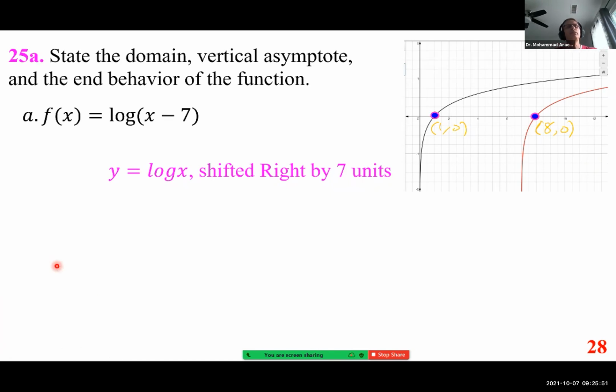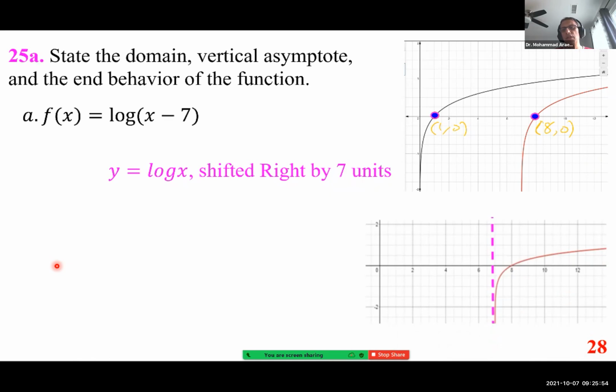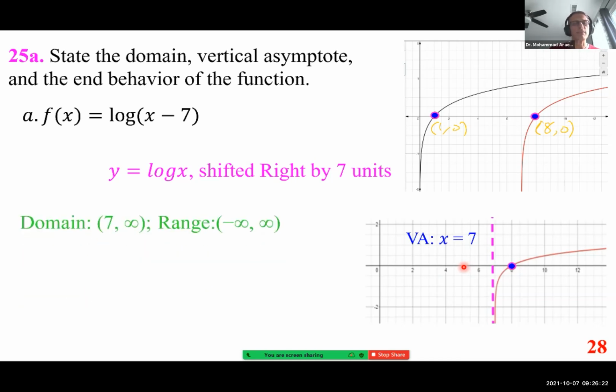And so we want to answer this question. So let's redraw that and take a look at this vertical asymptote. In general, if you set the argument equal to 0, that gives you the vertical asymptote. So x minus 7 equal to 0, x equals 7 is your vertical asymptote. So don't forget, this is your x-intercept at 8, 0, vertical asymptote x equals 7. And the rest is pretty obvious. The domain starts from 7 and goes to infinity. 7 is not included. Range, we have no restriction, it is all real numbers.